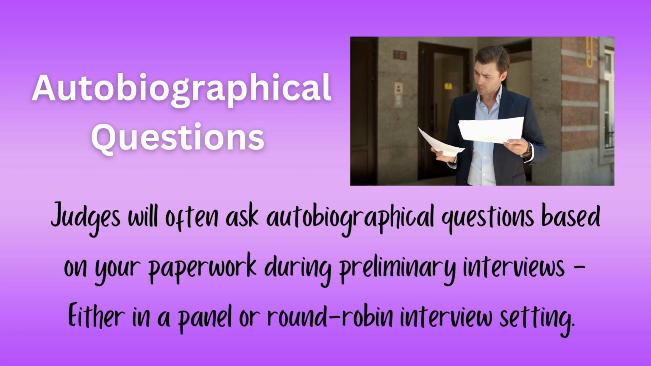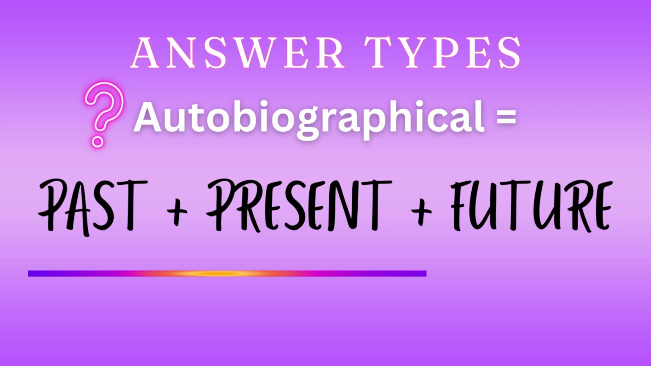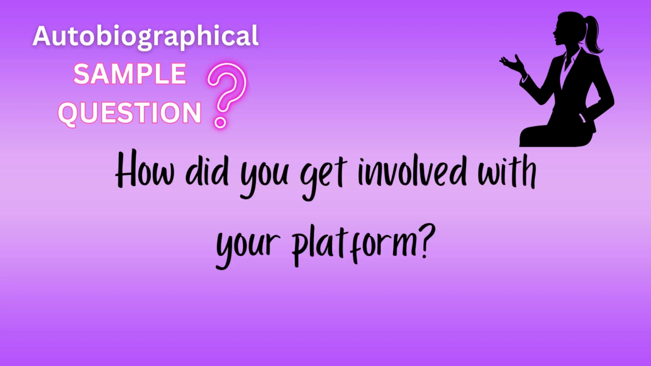The easiest way to answer an autobiographical question is what I like to call the past to the future method, meaning past, present, and future. You go all the way back to the past, then you talk about the present, and then you wrap it up with your goals for the future. Let's try a sample question. Let's say your platform is autism awareness, and the judge asks you, how did you get involved with your platform?